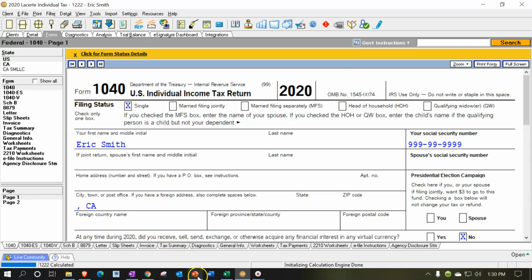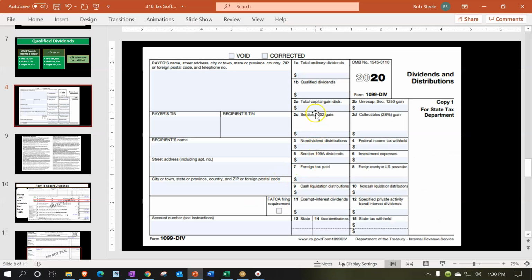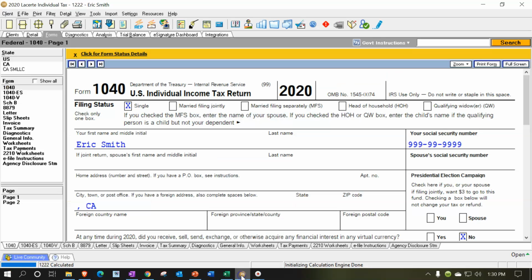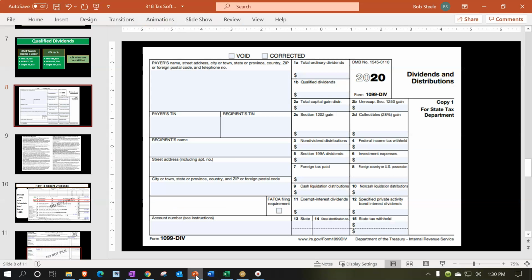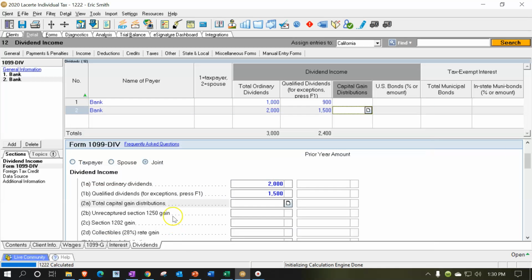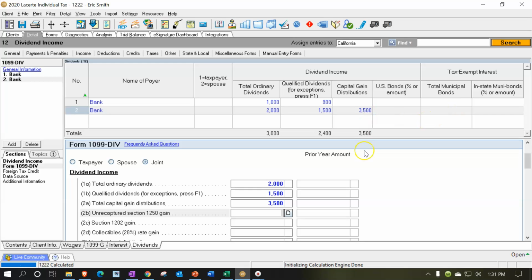Now, the other common item you might have on the dividends is the total capital gains, 2A, might populate sometimes. That's not going to be like a dividend, but it's something you want to be aware of, because when you enter it into the software, it'll be on the same form and then it'll pop up somewhere else. So let's just take a look at that. If we said that we had something in line 2A, let's say, I'm going to go down here and say, okay, there's total capital gain distributions, and let's say we have 3.5 there. So that's in the total capital gain distributions.